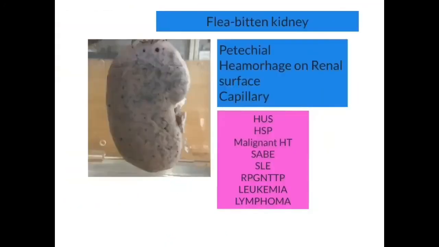Coming to the last part, the flea-bitten kidney. What is the basic pathology in flea-bitten kidney? There are small capillaries on the outer surface or cortical area of the kidney which break down and the RBCs come out. This is called flea-bitten. If you have seen any fruit in the garden which has been bitten by a flea, you will know what this comparison means; this is called the flea-bitten kidney. Again, there are petechial hemorrhages on the renal surface and capillary breakage is the main reason.